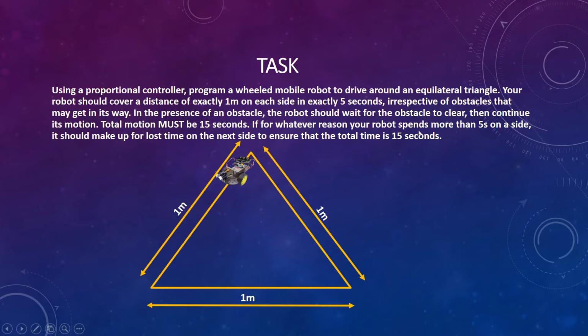If for whatever reason your robot spends more than 5 seconds on a side, or I should add, if it spends less than 5 seconds on a side, you should make up for the lost time on the next side, to ensure that the total time is 15 seconds. So the task is pretty simple. Get your robots to move around an equilateral triangle of 1 meter sides, and spend 15 seconds doing that. So that's what we're going to do.